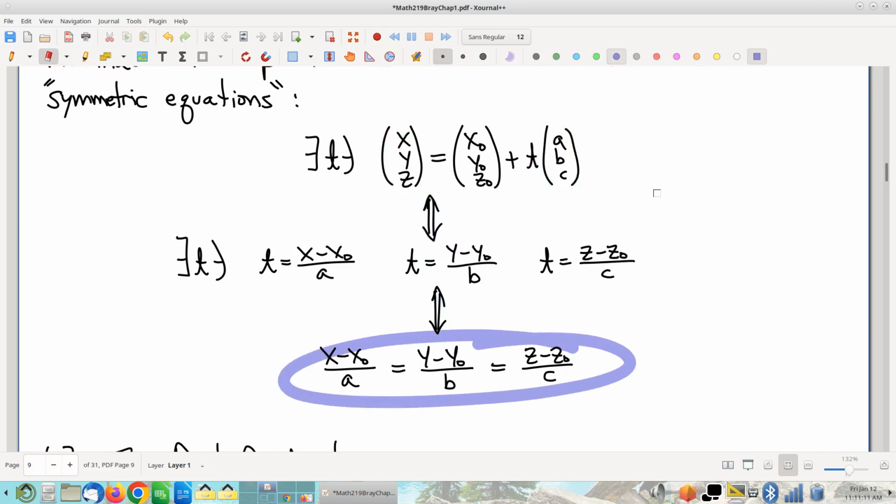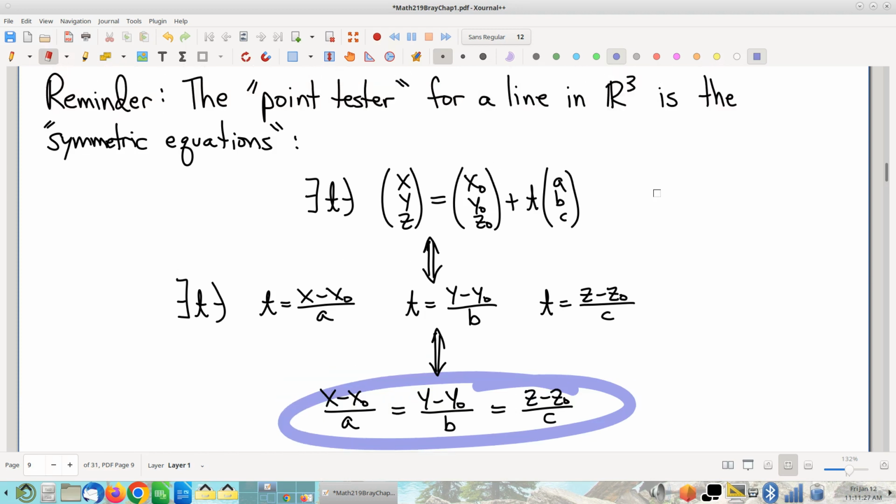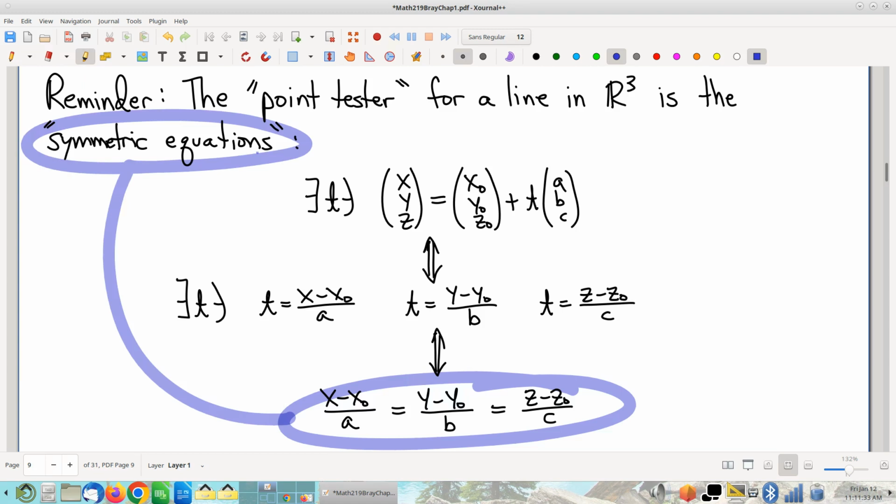Notice that this is a point tester. You can give me any point x, y, z. I can plug in, compute these 3 things, and either they are all equal to each other or they're not. Simple as that. So this is what a point tester looks like for a line in space. It is called the symmetric equations for the parametric line. Very handy little trick.